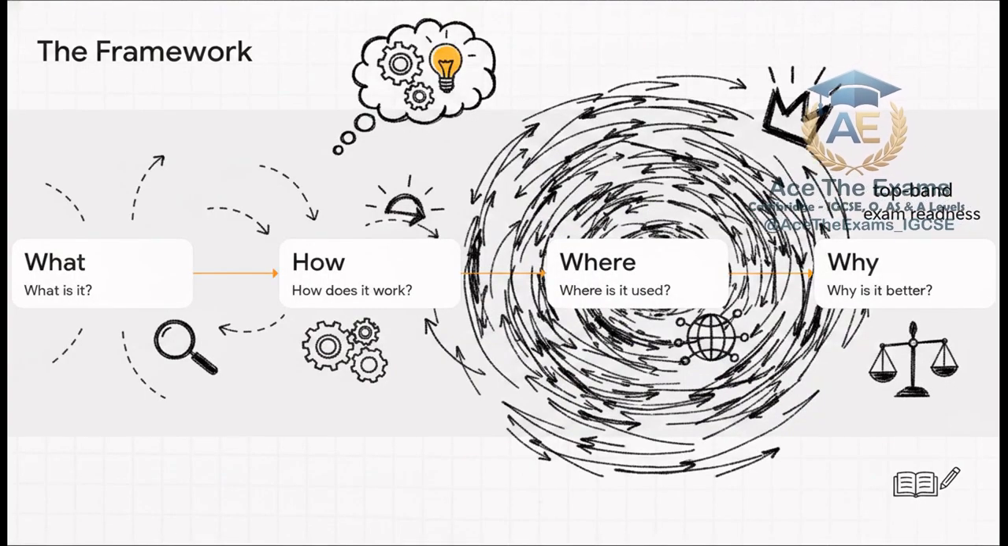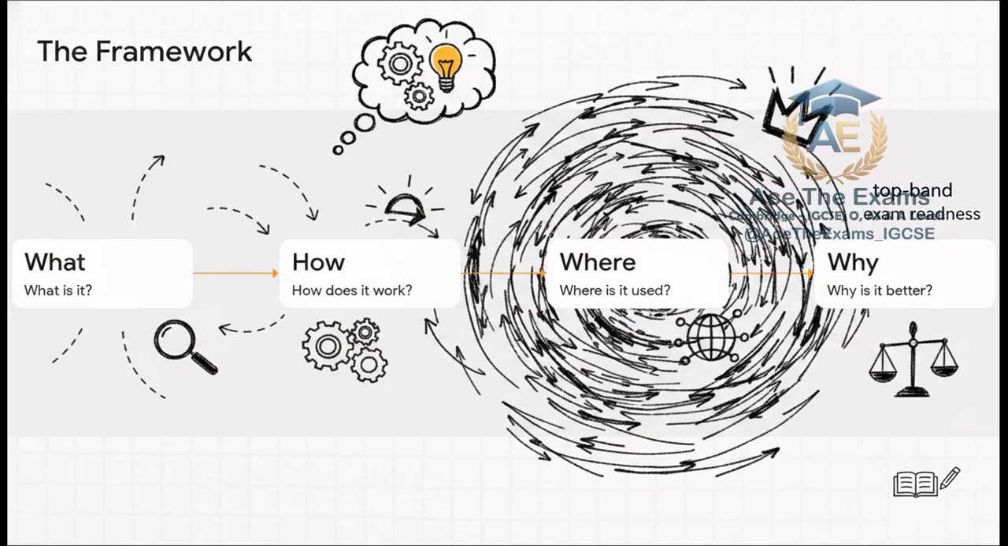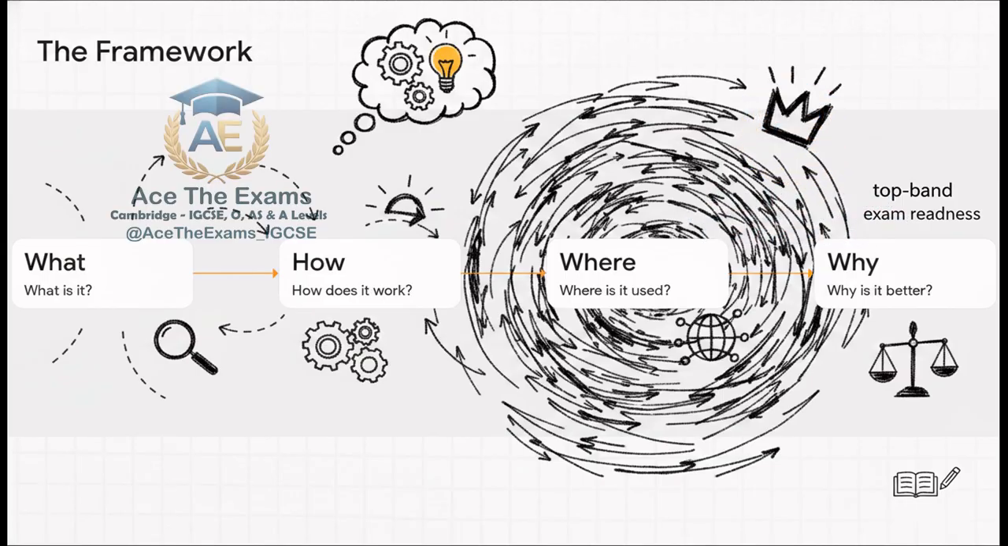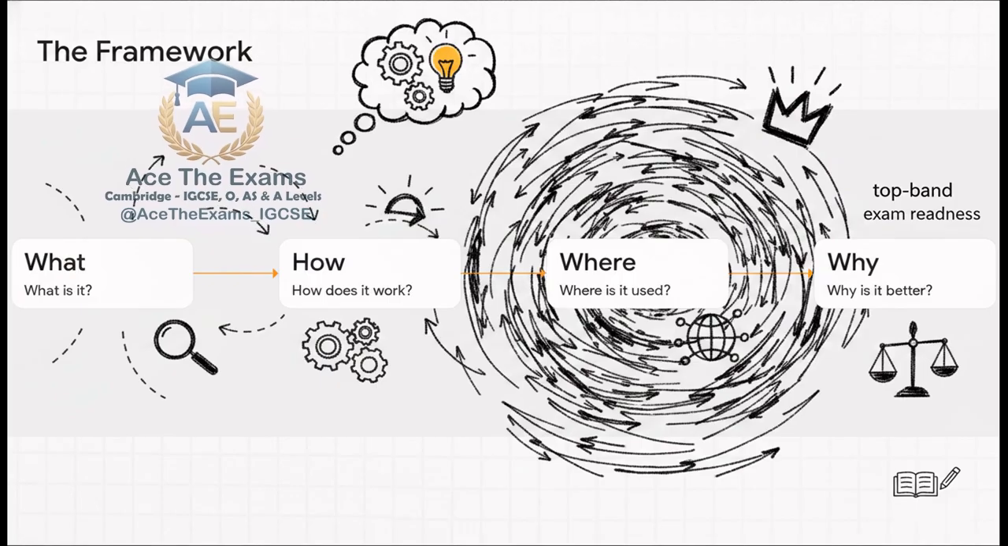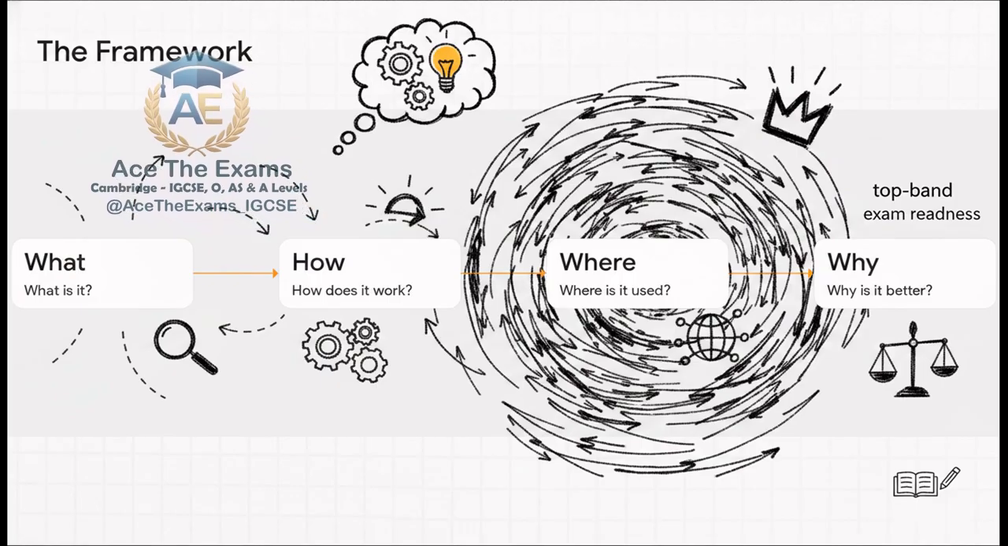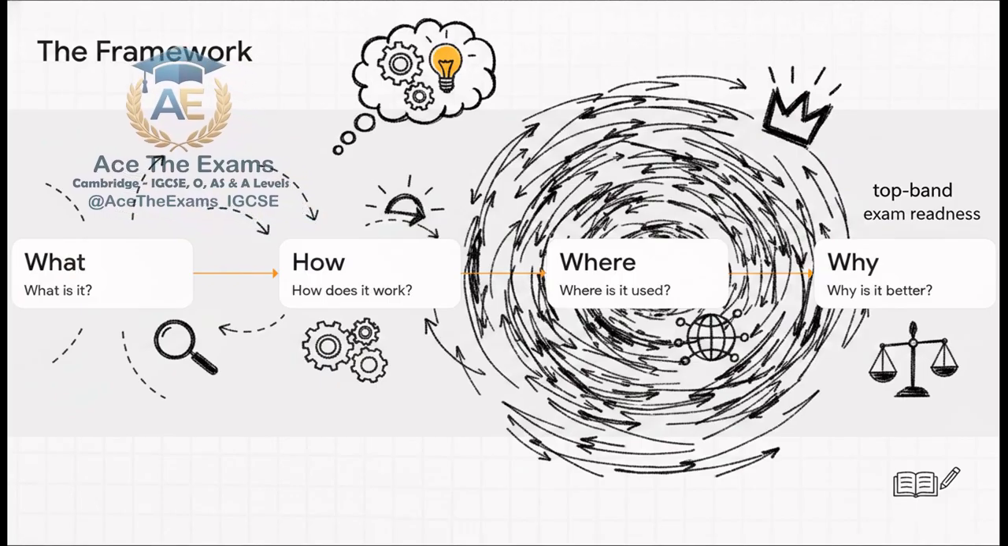Okay, so enter the examiner-approved framework. This is your reliable, foolproof memory structure for clock speed and performance. It boils down to 4 distinct prompts. 1. What is it? 2. How does it work? 3. Where is it actually used? And 4. Why is it better or worse than an alternative in that specific situation?